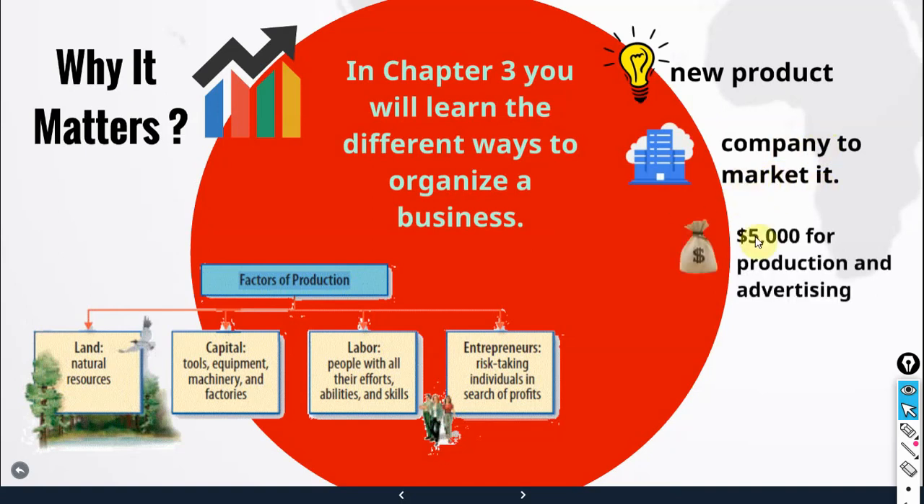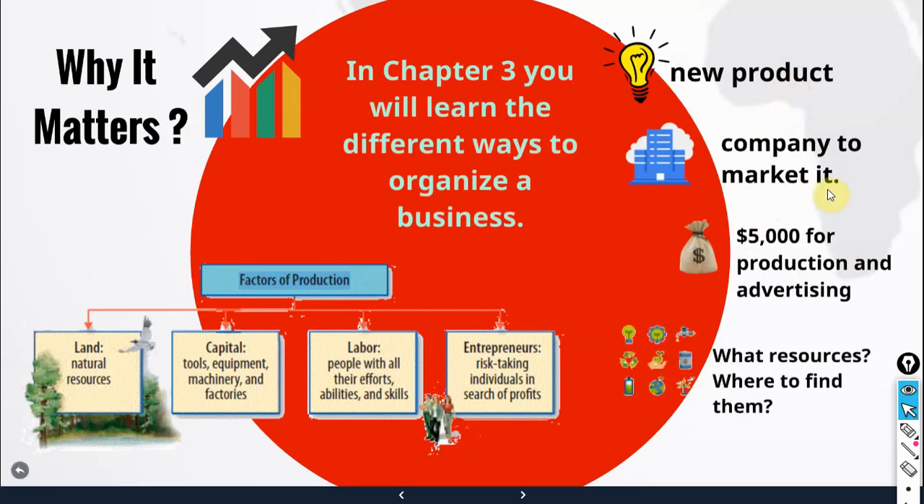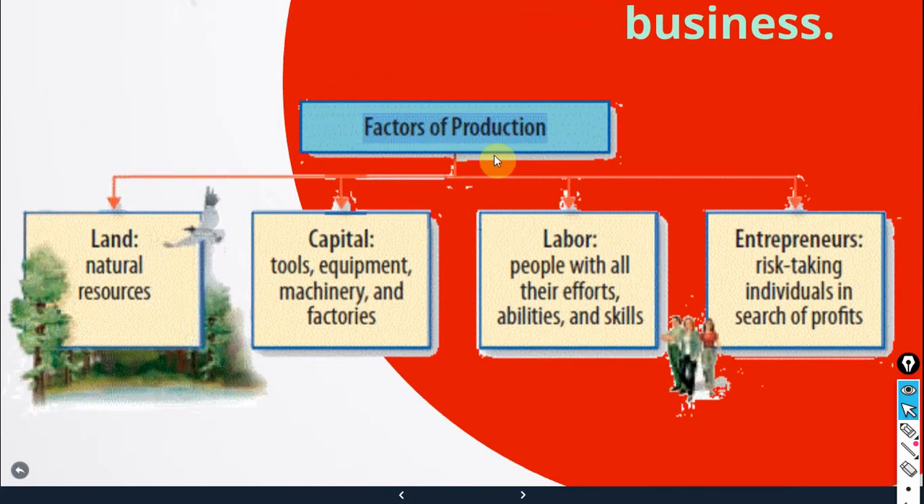So you need $5,000 to start the production of that product and for the advertisement of that product. You also need resources to start producing those products. So you need to make a list of those resources and where to find them. When we talk about resources, we already have covered the factors of production, and we said resources are either land, capital, labor, or entrepreneurs.